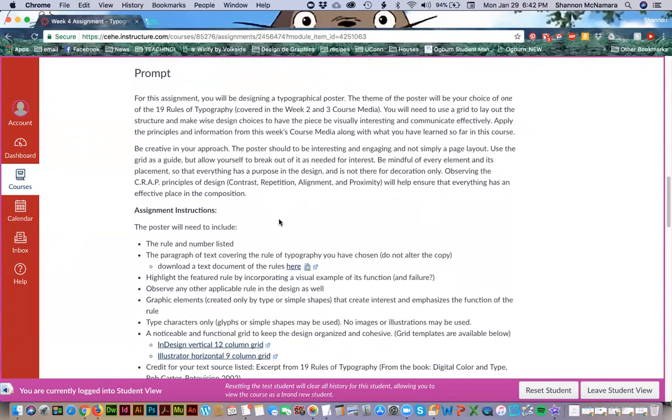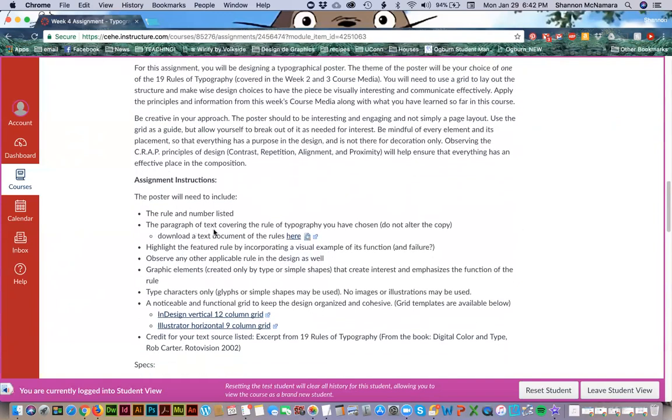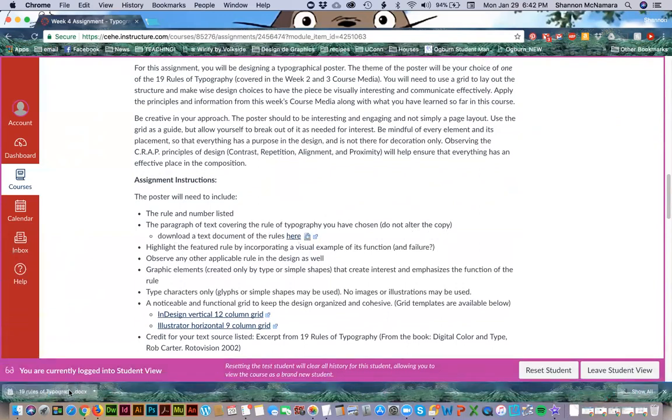So the poster will need to include the rule and number listed, and the paragraph of text covering the rule of typography that you have chosen. Do not alter the copy, so you can download the text document here. We'll take a look at that.